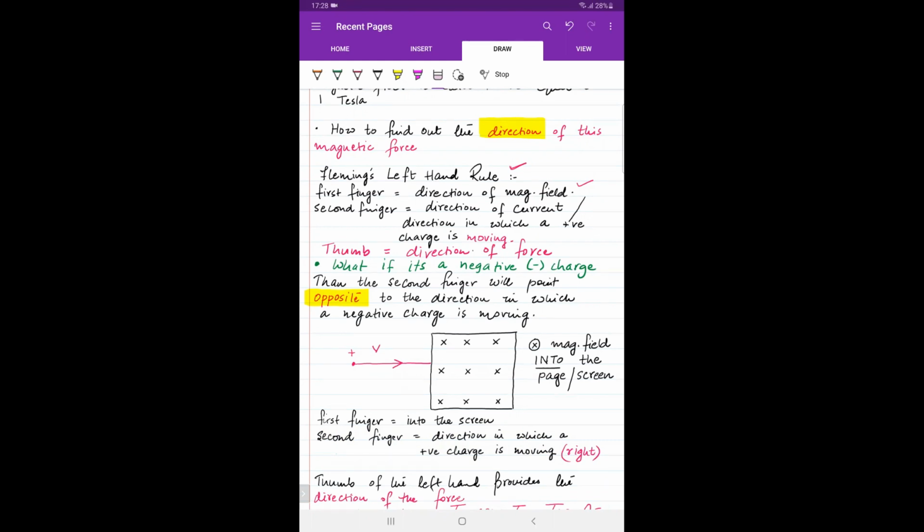So let me repeat myself. The first finger points in the direction of the magnetic field. So cross का मतलब है magnetic field goes into the screen. So first finger goes into the screen. अच्छा, then the second finger points in the direction in which the positive charge is moving. So the positive charge was moving to the right, from left to right. So your second finger should be pointing rightwards. और thumb upwards point करेगा, as Aisha stated और Ryan stated.